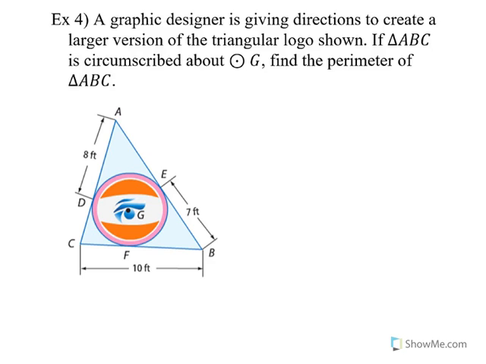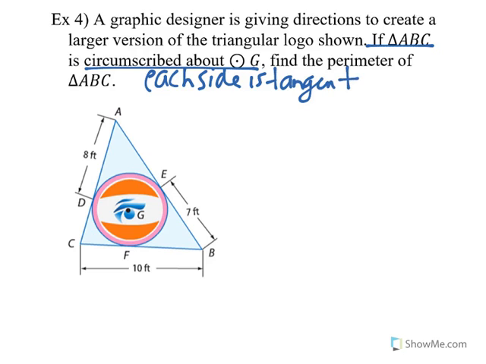So let's do an example. This example says, a graphic designer is giving directions to create a larger version of a triangular logo shown. If triangle ABC is circumscribed about the circle, you know each side is tangent to the circle. We want to find the perimeter. Okay? So what do we know?